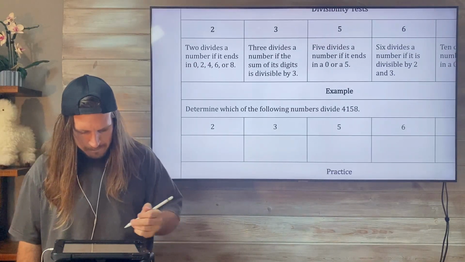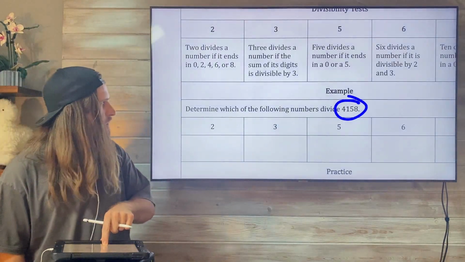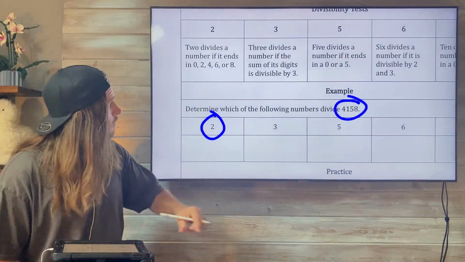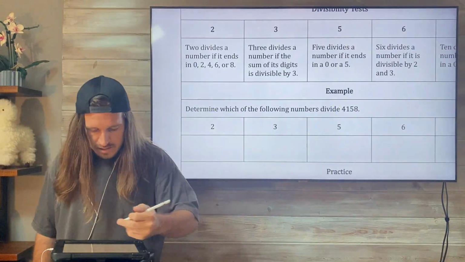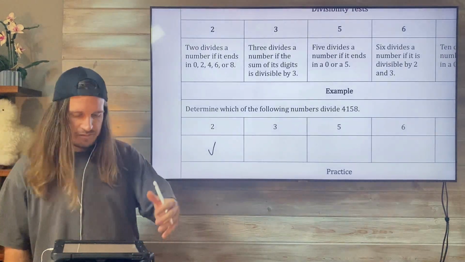So, let's look at 4158. Is 4158 divisible by 2? Well, the number ends in an 8, so yes. If a number ends in 0, 2, 4, 6, or 8, it is divisible by 2.